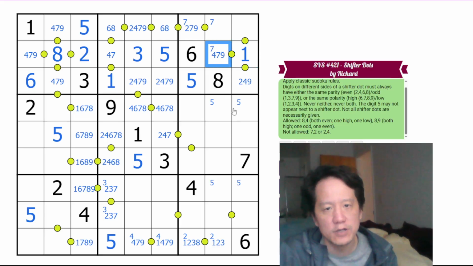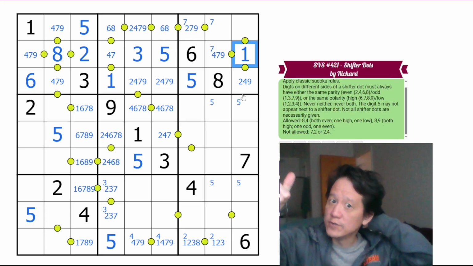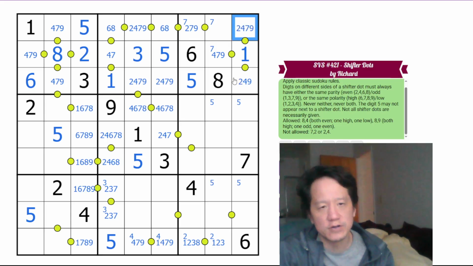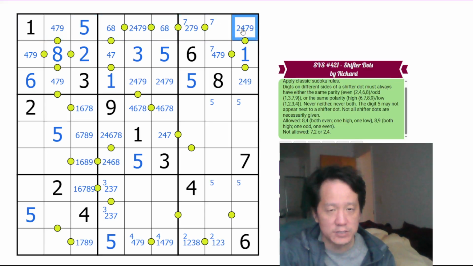This can't be 1 here. The 1 is next to, again, low evens, which is 2 or 4, or high odds, which is 7 or 9. We now have a 2, 4, 7, 9 quadruplet in row 1, which eliminates 2, 4, 7, 9 in the rest of the row. So this can't be 2, 4, 7, or 9. It has to be a 3.